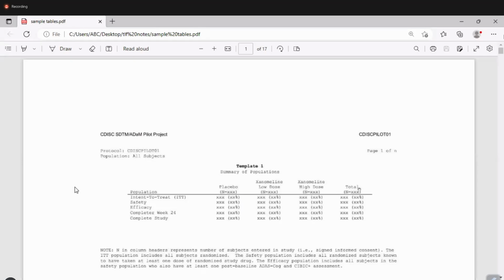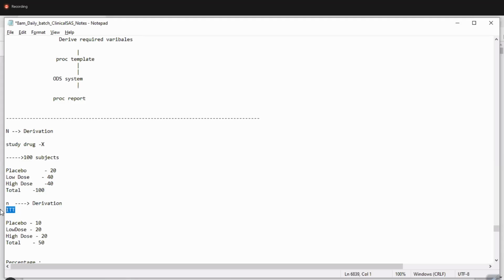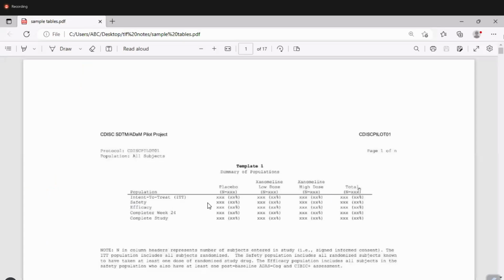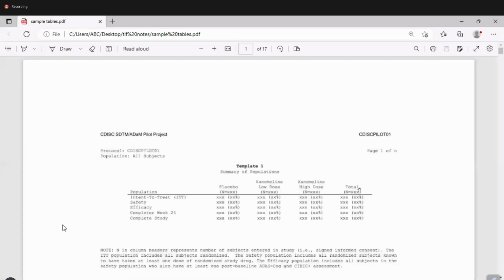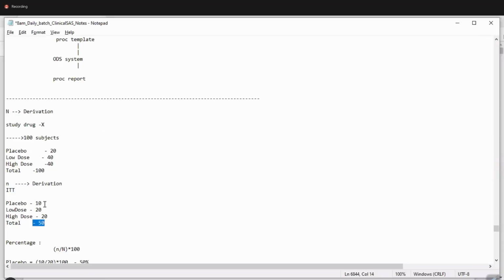Once the capital N derivation is done, then comes the small n derivation. In the small n derivation, first the ITT flag. First I need to derive the ITT flag, this row. For each row, for example in the ITT, and for each column, for example in the placebo. What is ITT meaning? Ready to take the treatment. In the total 100 subjects, how many subjects are ready to take the treatment? Let us assume totally 50 subjects are ready to take the treatment. In those 50 subjects, how many are ready to take the placebo? How many are ready to take the low dose? How many are ready to take the high dose? Simple. So this count you have to derive.